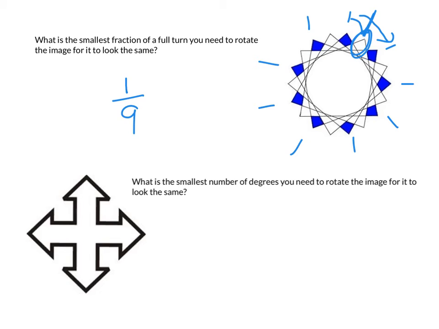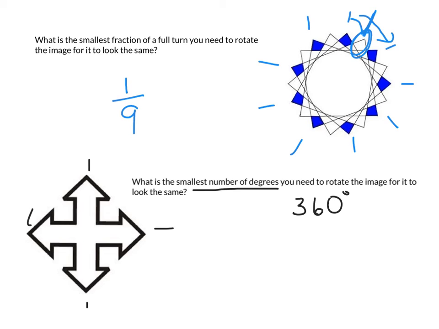All right, the one below this is a little bit different. What is the smallest number of degrees you need to rotate the image? It takes what we learned one step further. We want to count the congruent pieces: 1, 2, 3, 4. But now we have degrees factored in. Rotating one whole circle, we get 360 degrees. Every figure that we rotate 360 degrees lands back on top of itself.